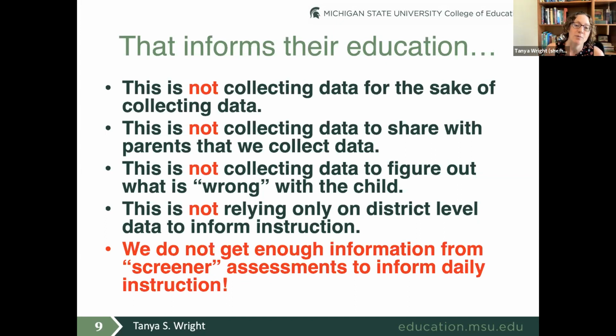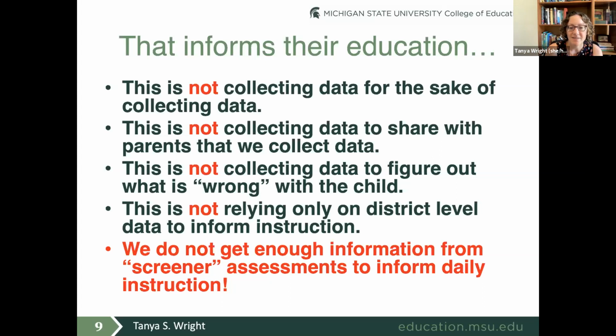Not collecting data to figure out what is wrong with the child. We're not trying to diagnose children. We are not, especially this year more than ever, trying to blame anybody for where kids are, blame families, blame children. Kids are where they are and they're learning. And teachers' job is to meet kids where they are and move them along to the next thing that they need to learn. So I always think of it as we need teachers to understand where kids are in their development so that we can figure out what to teach next. That's what the purpose of assessment is at the classroom level.